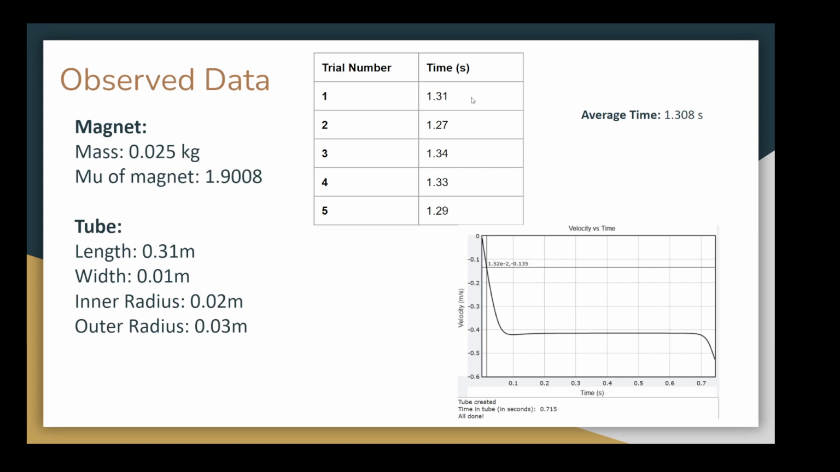These are our trial times. Of the 5 videos, we timed it within the video and noted down the times, with the average 1.308.